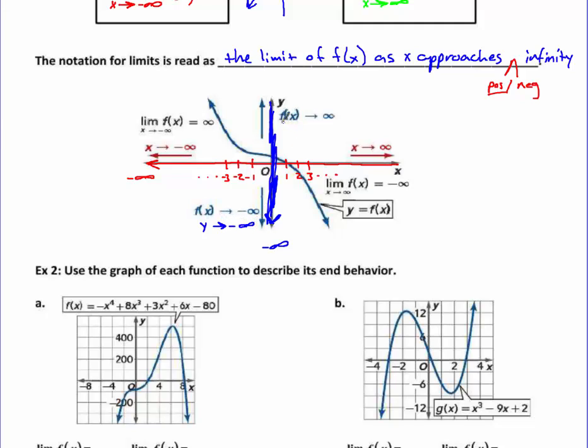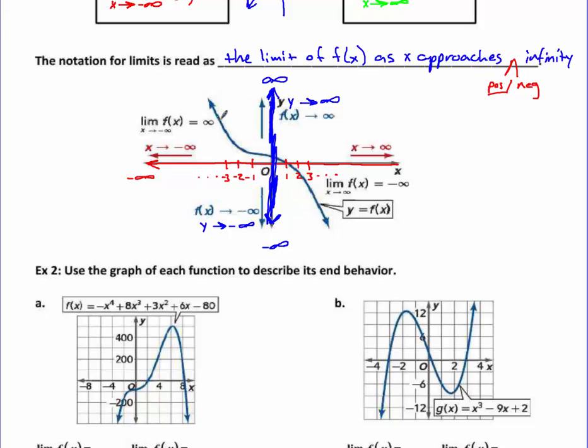And up here at the top it says f of x is approaching infinity. Well, the higher and higher you go on the y-axis, eventually you're going to get to infinity. And so y is approaching infinity. Now let's put these two together and talk about this graph.